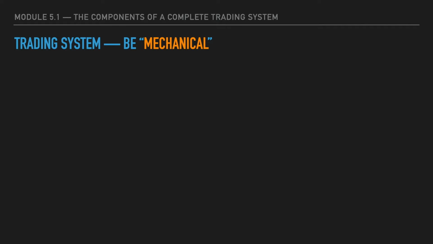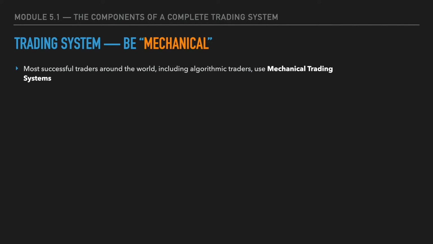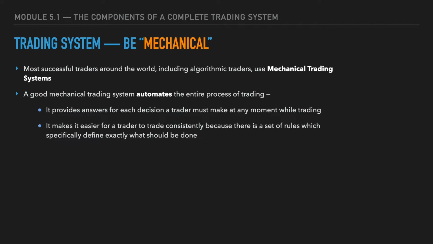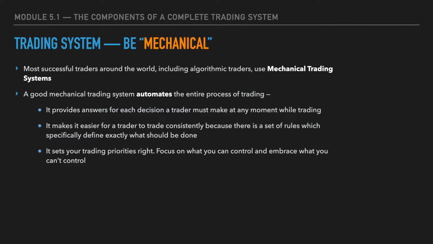First, you want to make your trading system mechanical. Most successful traders around the world, even including algorithm traders, use a mechanical trading system. A good mechanical trading system automates the entire process of trading. It provides answers for each decision a trader must make at any moment during trading. It makes it easier for a trader to trade consistently because there is a set of rules which specifically defines exactly what should be done. It sets your trading priorities right, helps traders focus on what they can control and embrace what they cannot control. Also, a mechanical trading system can isolate a trader's emotional judgments and subjective biases during trading.